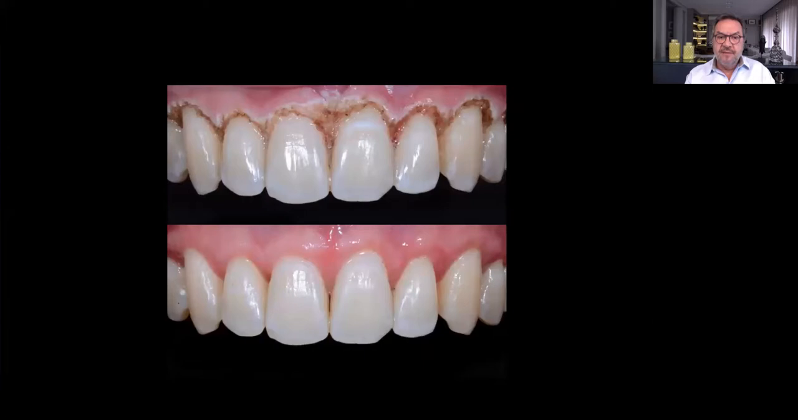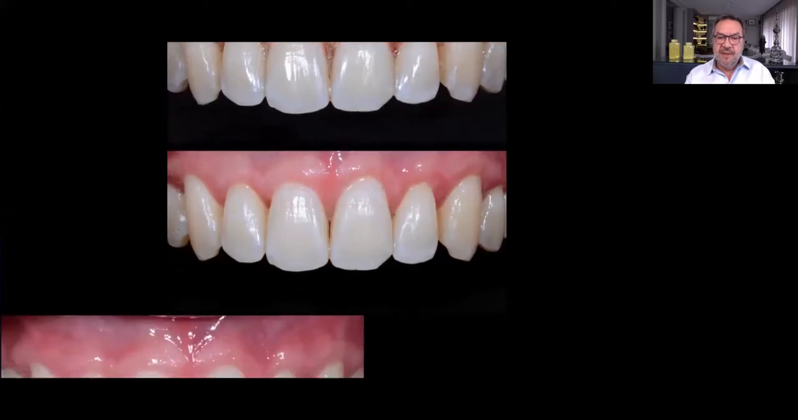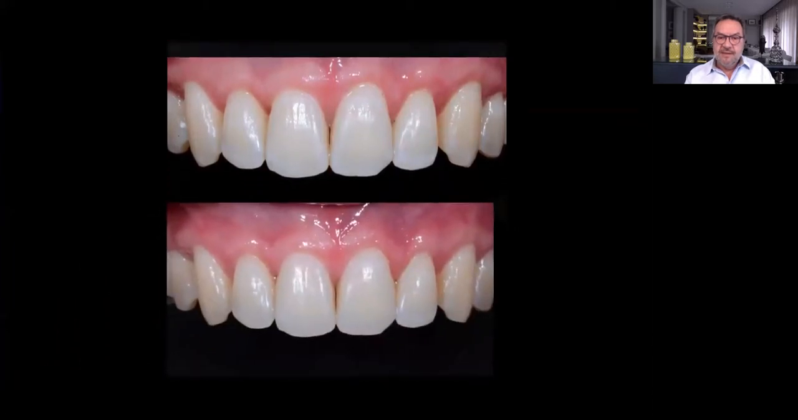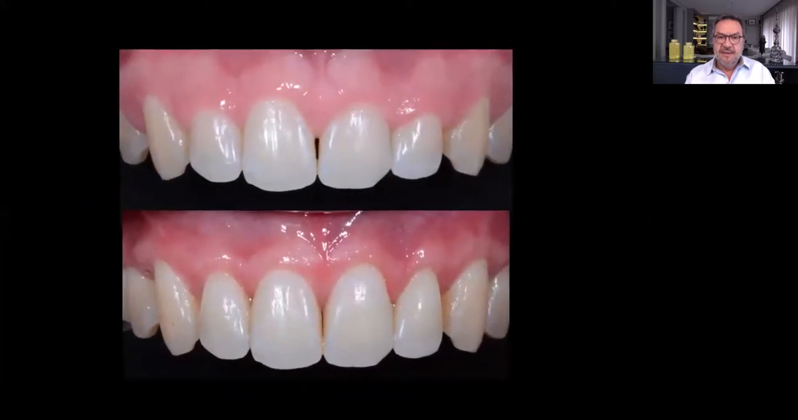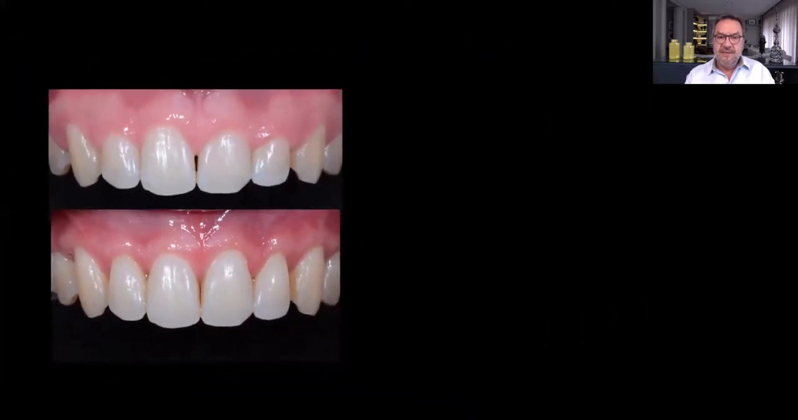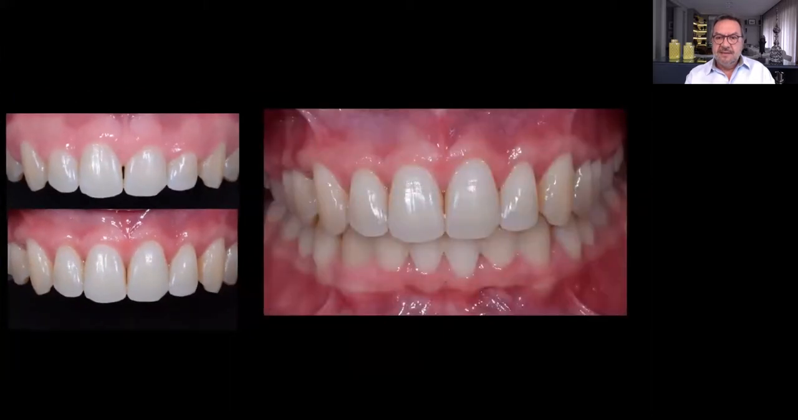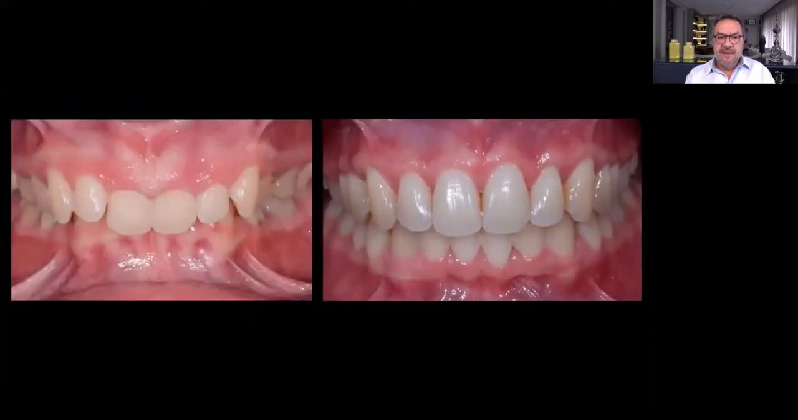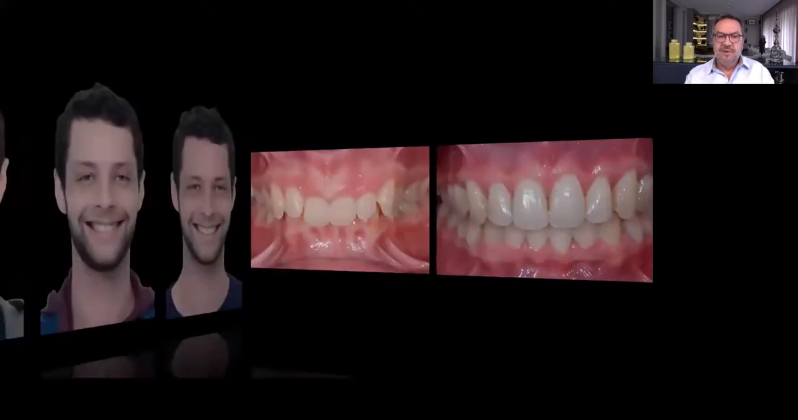And 1 month later, the 21 zenith is a little bit higher. Here, 2 months later, before and after the laser. Before and after, it doesn't look like the same mouth. Looks like a different person.